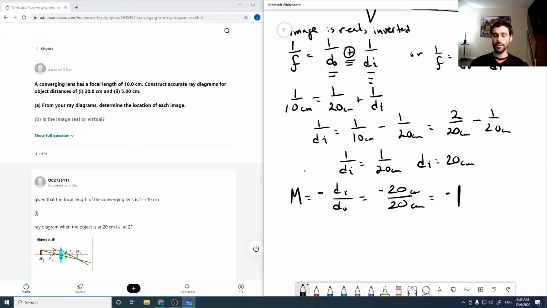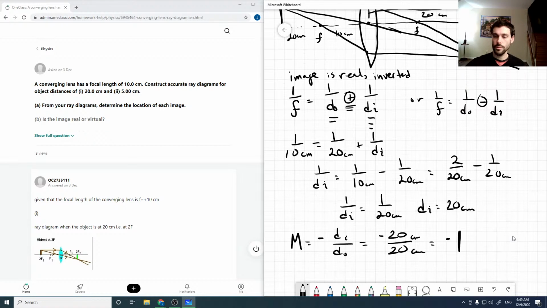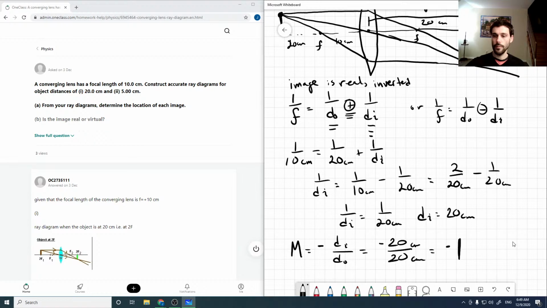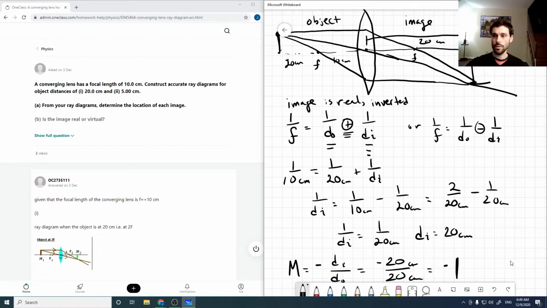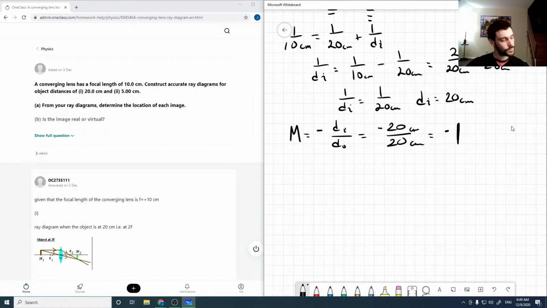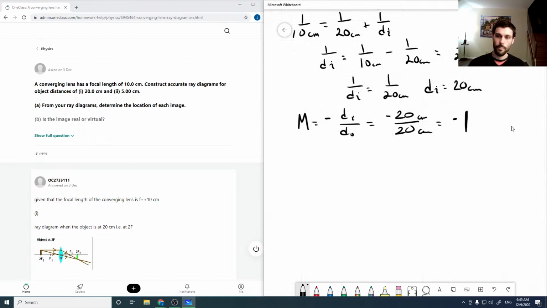Now this magnification equation will also change depending on which of these two you use. So obviously if your di is chosen differently, then this negative sign will not be there. So if you use a different axis, this negative sign is particular to the equation I was using.